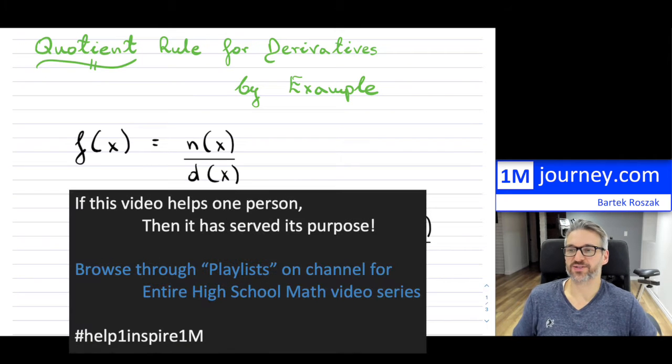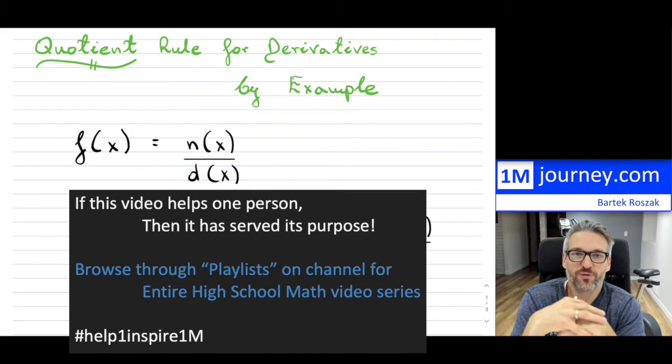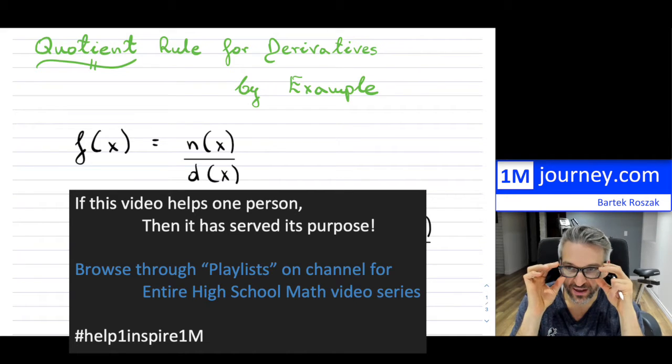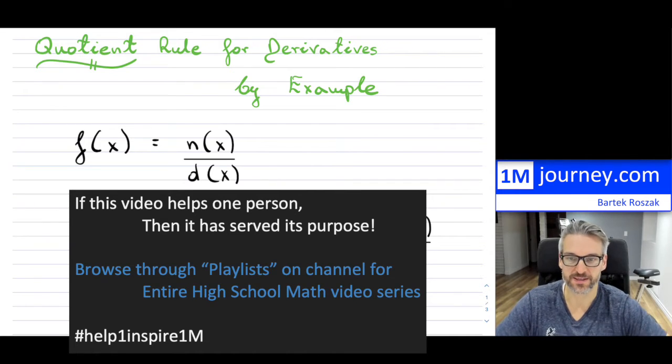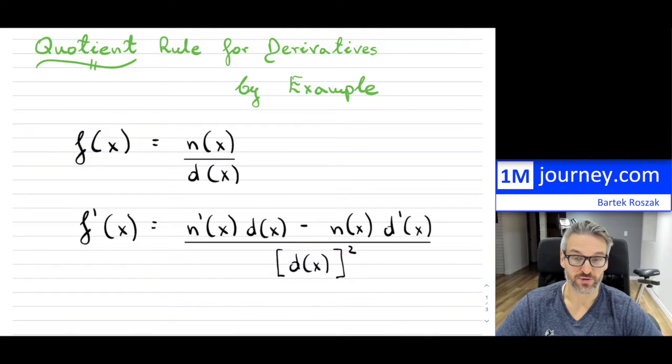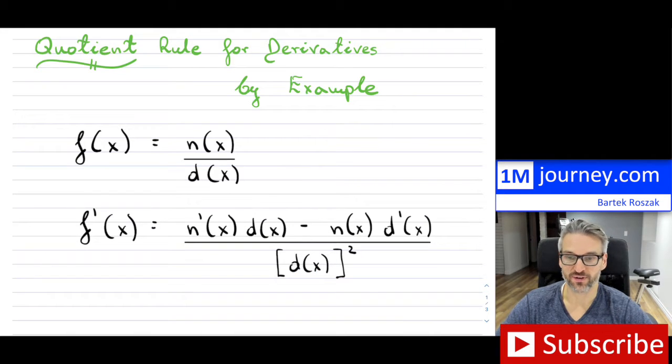Welcome in. All right, so the quotient rule for derivatives, and I want to do it by example. Now, the quotient rule itself is not super hard to try to memorize. You can certainly find some kind of a mnemonic for it. And what it is is given right here.